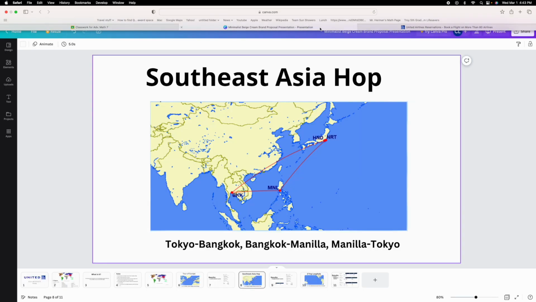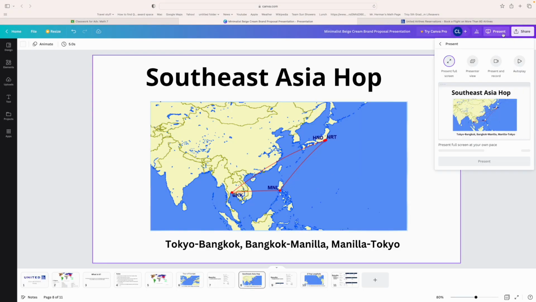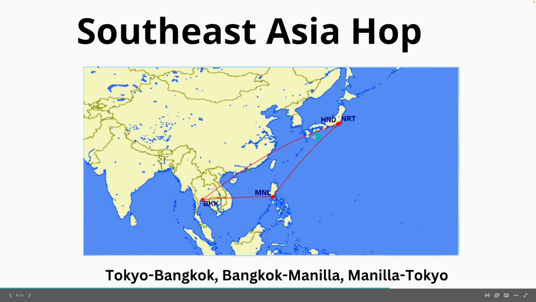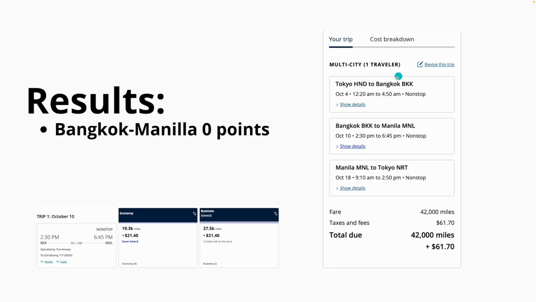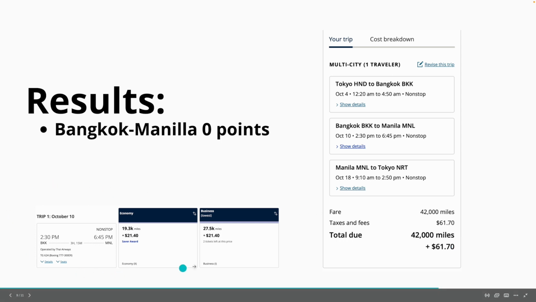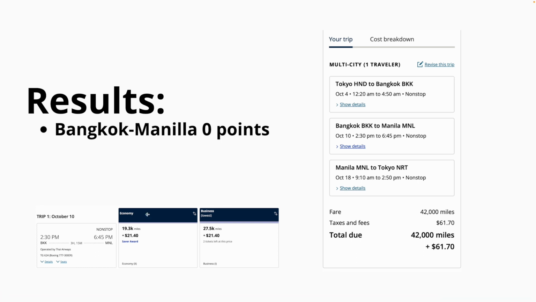So let's take a look at the final example there. So the results are, again, here's our itinerary: Tokyo to Bangkok, Bangkok to Manila, and Manila to Tokyo for 42,000 miles plus $61. And now had we taken a look at our Excursionist Perk flight, Bangkok to Manila, it would be 19,000 miles on its own. So that's what we're saving by getting the free flight with the Excursionist Perk. Let's take a look at one more example that's kind of off the wall.